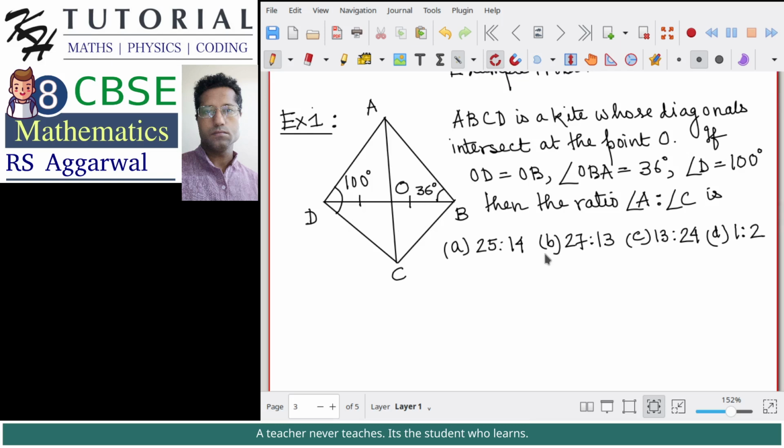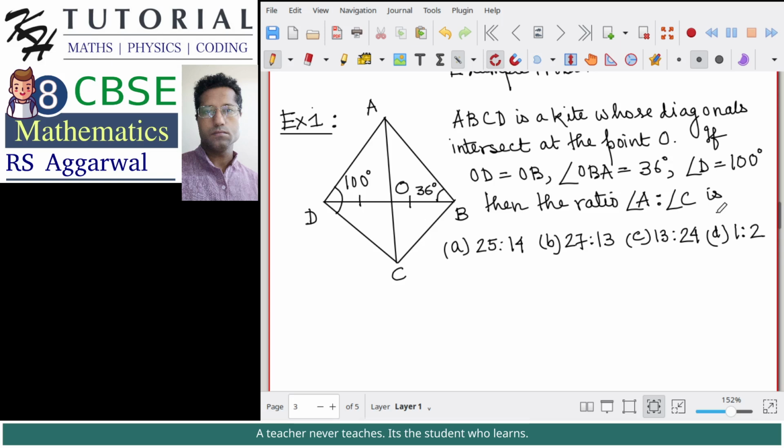So the first problem is that ABCD is a kite whose diagonals intersect at the point O. If OD is equal to OB, so we are given that the diagonal BD is bisected at O. And it is clearly indicated in the diagram that angle OBA is 36 degrees and angle D is 100 degrees. Then we have to find the ratio of the angles A and C.